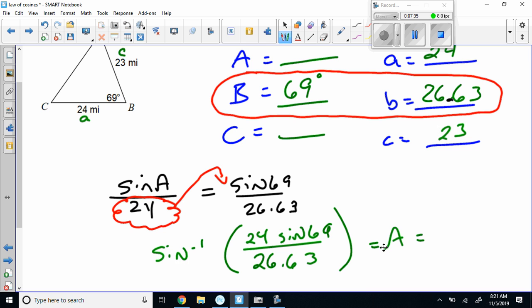57.29. Anybody get anything different? David, what'd you get? I got 57.4. I might have typed it wrong.